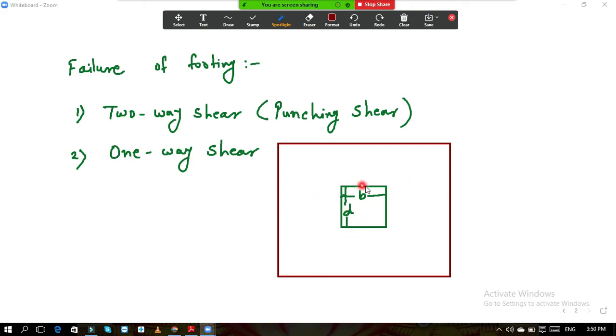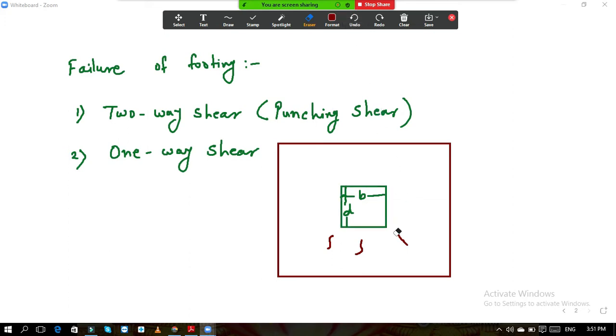That means there will be a heavy load on this column. So what will the column do? The column tries to penetrate this footing. It will try to pass through that footing. If the column penetrates the footing, then cracks will develop. Definitely in this way the cracks will develop, and this footing will fail. This is the simple logic.